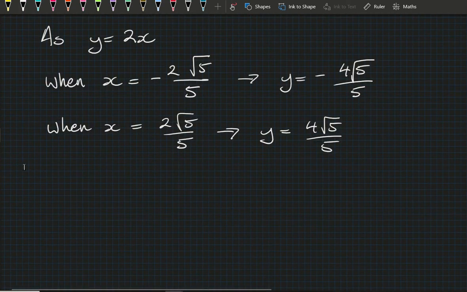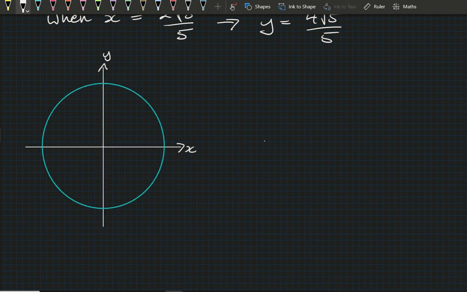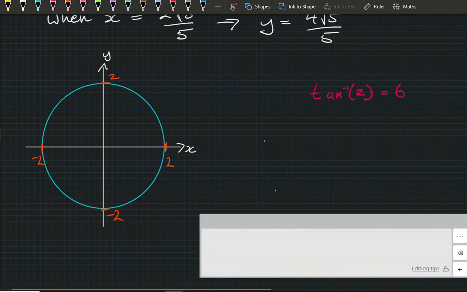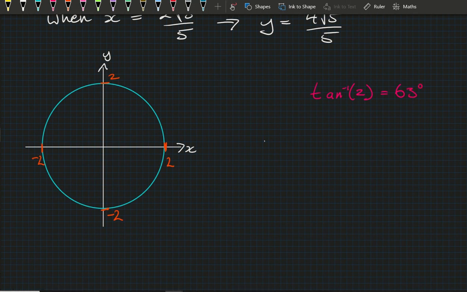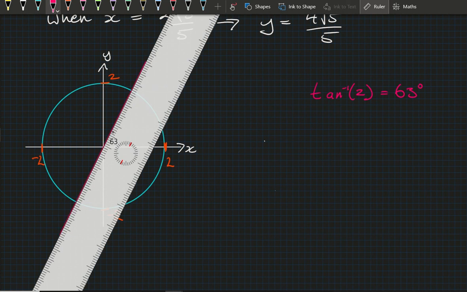Alright, let's have a look at that by pasting in a circle. And to make it clear what circle we're looking at, I better mark in the axis intercepts. And because y is equal to 2x, I can find out what angle that is by using inverse tan. And inverse tan of 2 is 63 degrees. So that's going to let me use my ruler to draw y equals 2x perfectly.